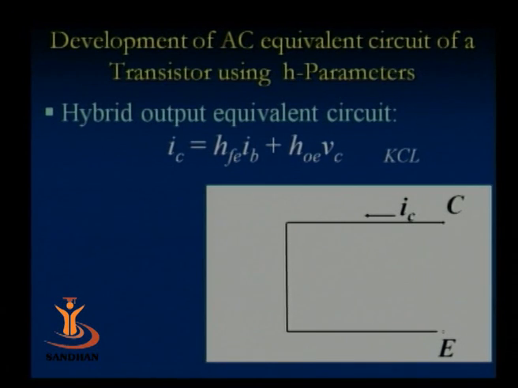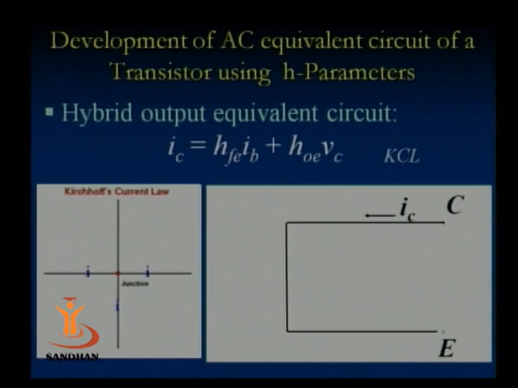Now we know what HFE and HOE are, and the units of those are known to us. HFE is again a ratio of two currents, so it is unitless, and IB is the base current, so a base current multiplied by some constant. We represent HFE IB like this, a constant current source which depends on the base current if it changes. That is the first term, and the second, HOE VC, is another current.